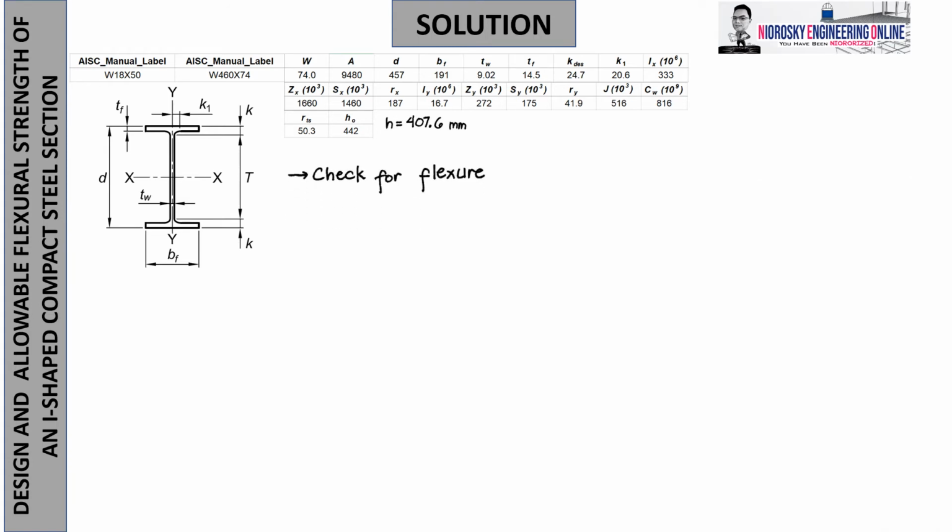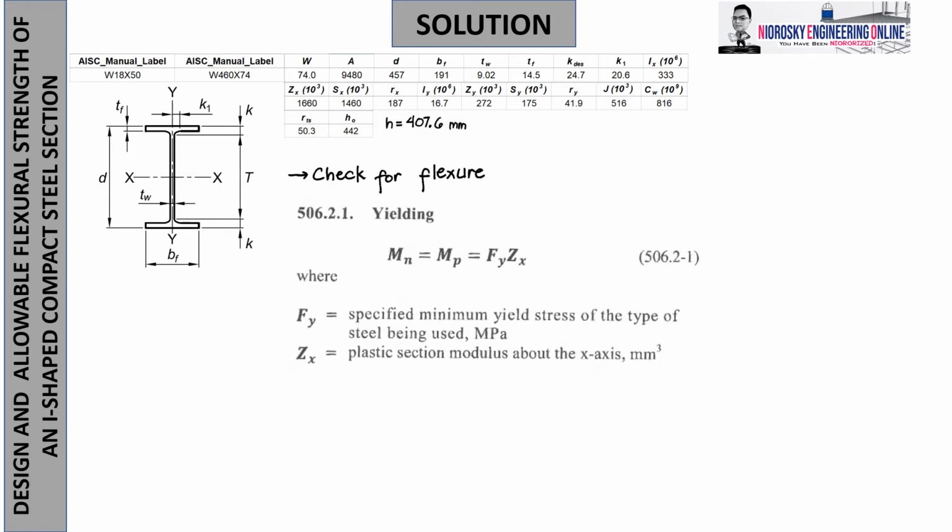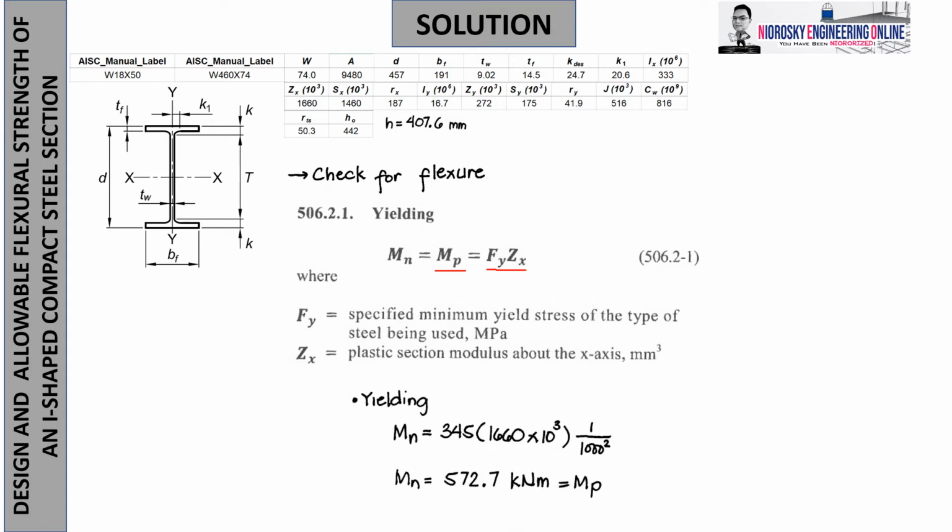Now, check for flexure. So, ano kayang code behind this one? So, dahil nagkaroon tayo ng dalawang code, di ba sabi ng code natin before, we choose the minimum value of Mn based on two checks kapag compact section, yielding at saka lateral torsion buckling that we already discussed in the past video lecture. So, for yielding, 506.2.1, Mn equals your plastic moment, also Fy Zx. So, therefore, by using the data on the given table, then we can have 572.7 kN-m. Siya na rin yung plastic moment.